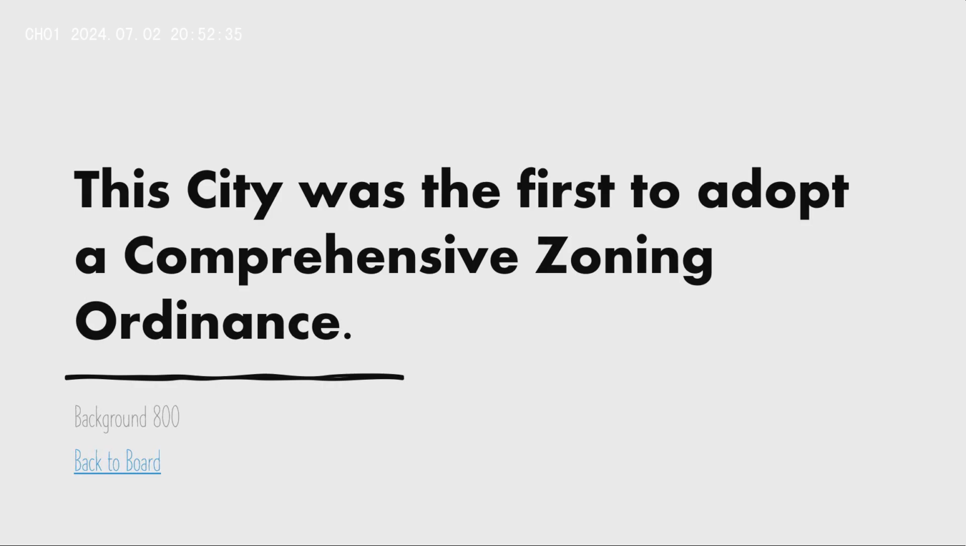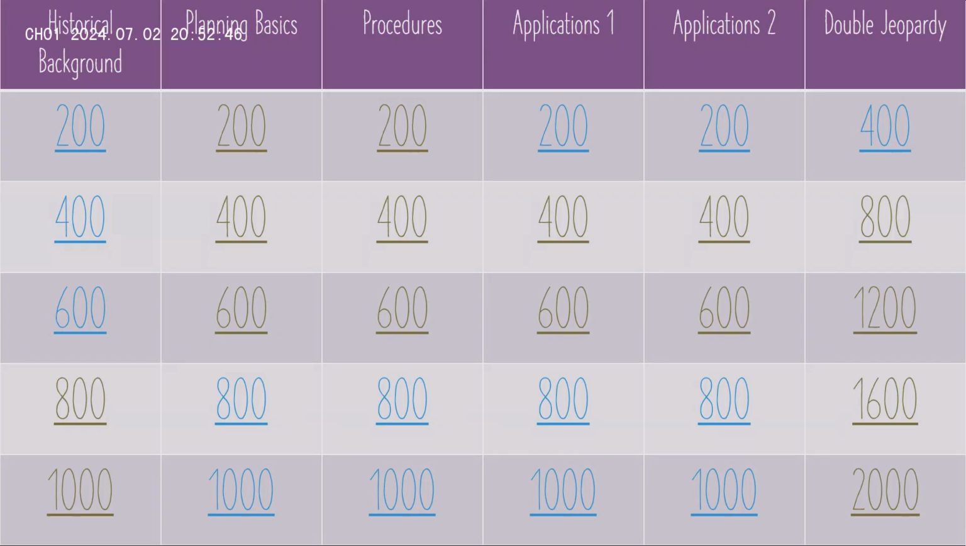Historical background for 800. Okay. This city was the first to adopt a comprehensive plan. Oh, sorry. New York City. Yes, yep. Go ahead and choose the next one. Applications 2 for 1,000.